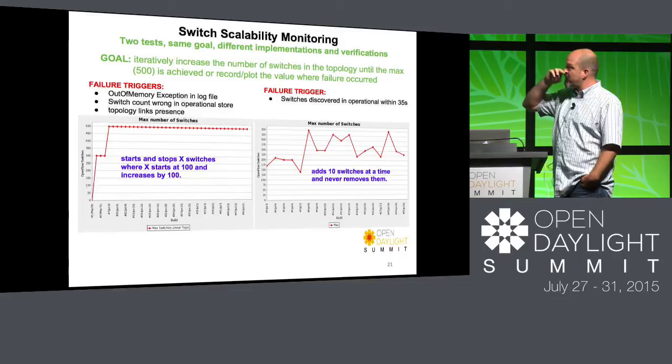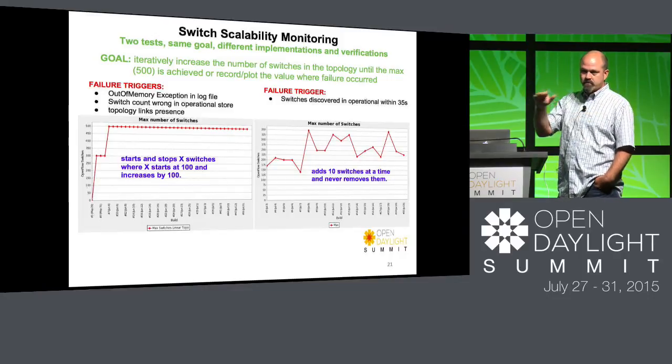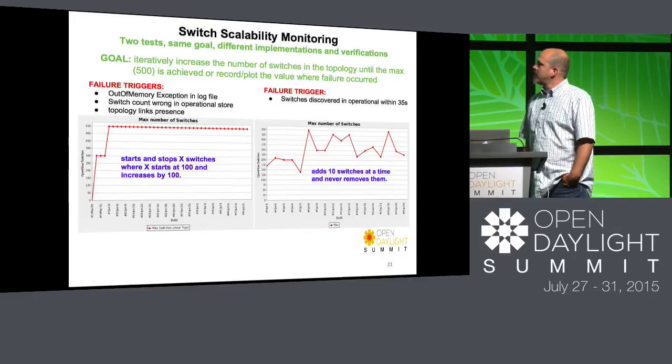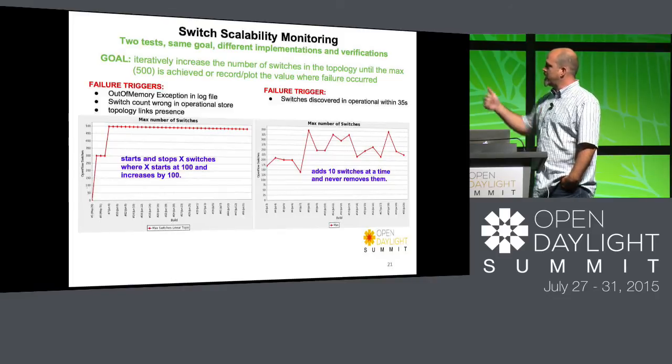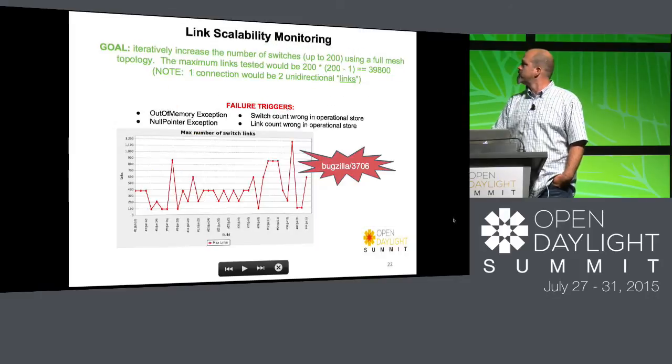The one on the left will do something like add 100 and then check, delete 100 and check that they're gone, and then add 200 and check. So the one on the left is a little more stable for us. We need to look into the one on the right. If someone wants to help, I'll bootstrap you.